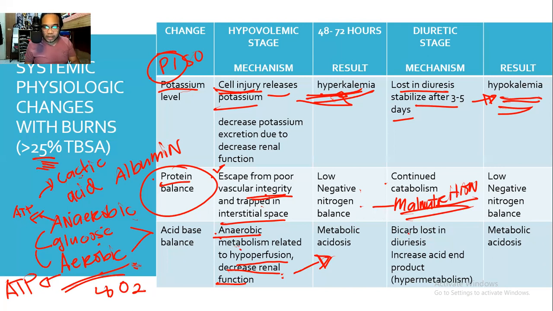Tapos sa ating diuretic stage, you have there your bicarb lost in diuresis, increased acid end products, so magkakaroon ng hypermetabolism. It would still lead to your metabolic acidosis. Okay?